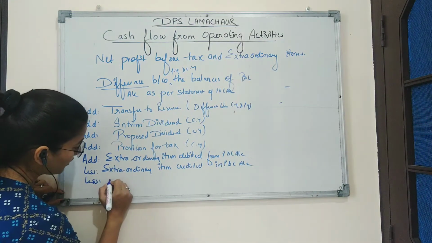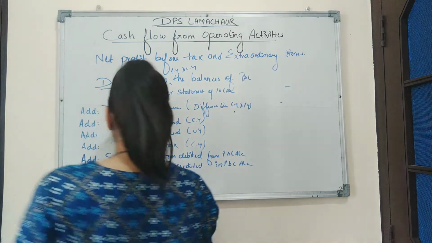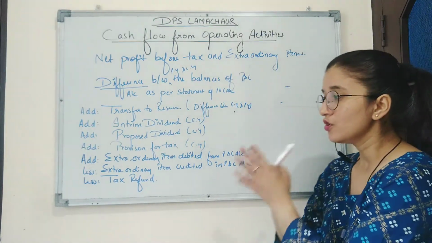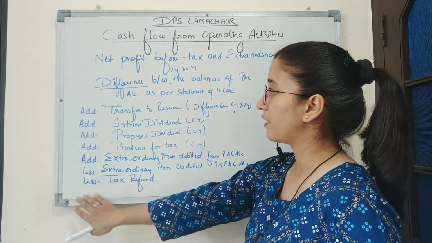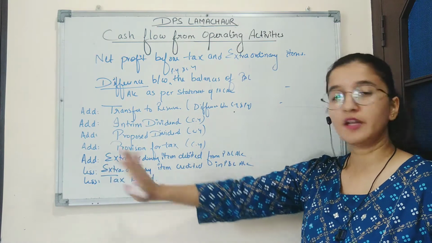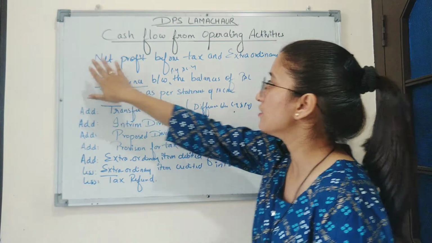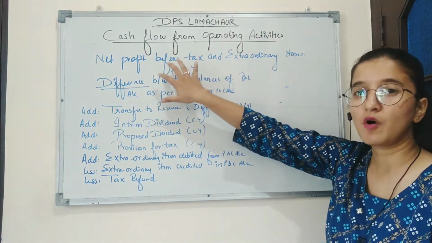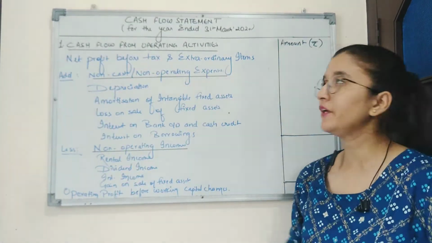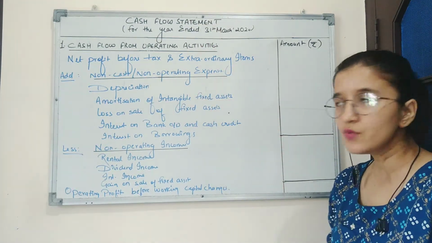We will also subtract the tax refund amount, because tax refund is also considered as non-operating income. So all the non-operating income is subtracted from net profit from operating activities and added to the net profit from operating activities. So this is the first step while calculating cash flow from operating activities, which is to be calculated in this way. So here is the format of cash flow statement for the year ended 31st March 2020.